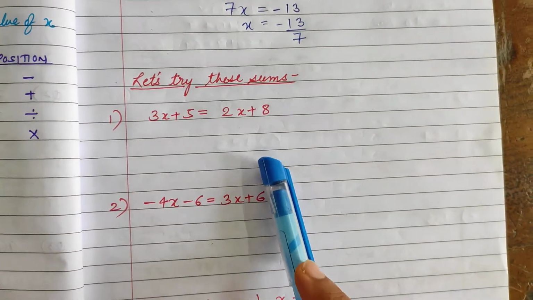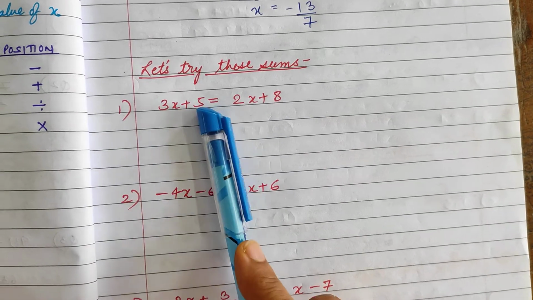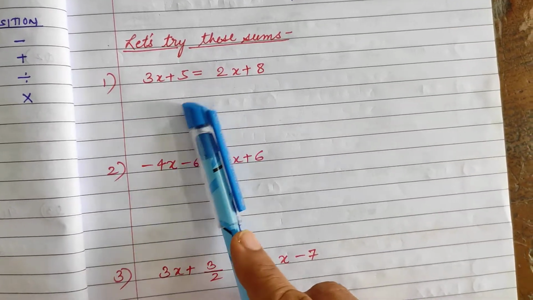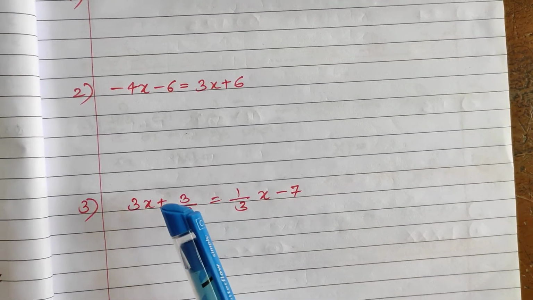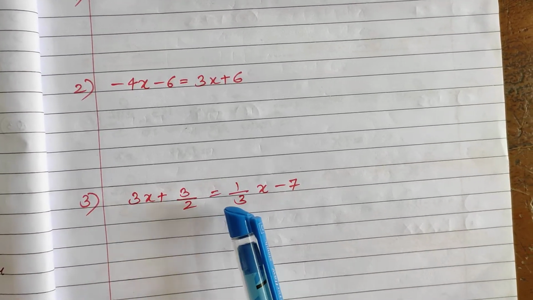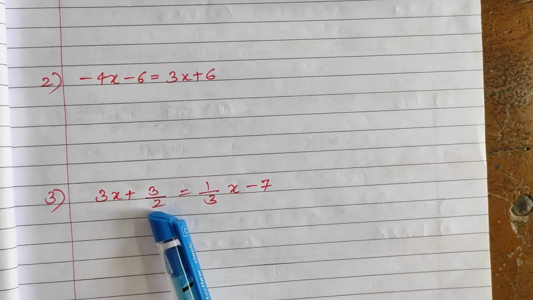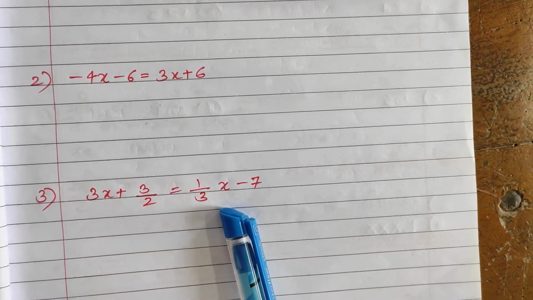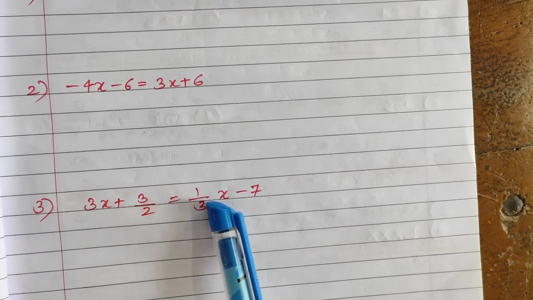Now some questions are given. We will be doing the same thing: transfer the variable on one side and the constant on the other side. Same here, but there are some differences, beta. It is given 3x plus 3 by 2 is equal to 1 by 3x minus 7. So the numbers are different. Here it's given 2 and here it is 3. So we can't just multiply by 2.